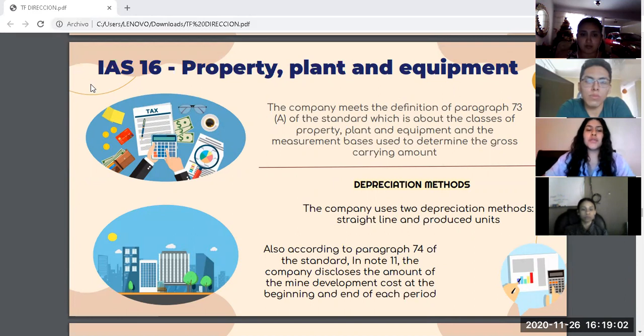The company used two depreciation methods, straight line and units produced, meaning units with long useful life. Depreciation of assets directly related to the operation of the mine is calculated using the production units method, which is based on the economically recoverable reserve of the same mining unit.